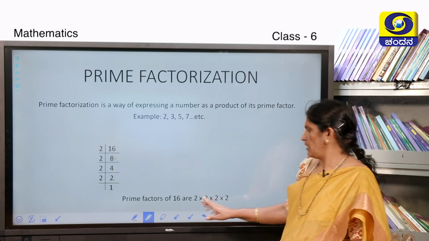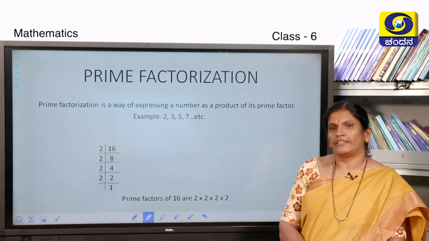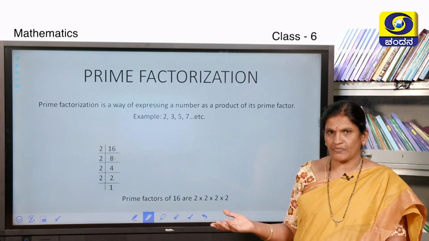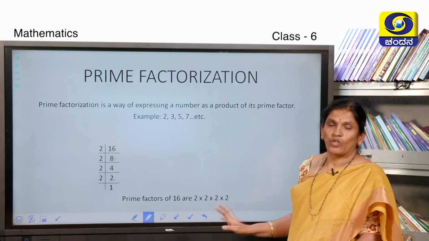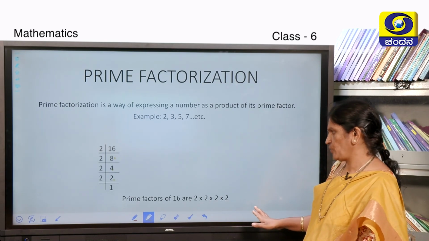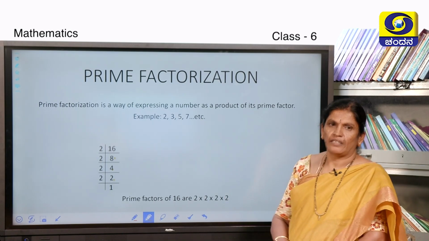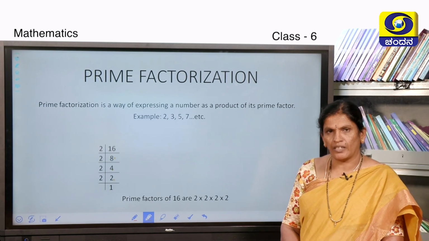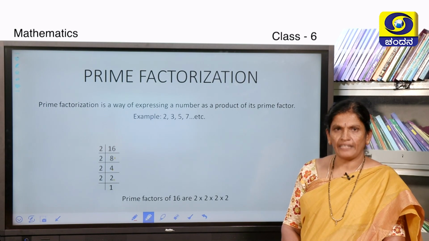We can observe here we did not write 1 and 16. In the previous class we learned that while listing factors we were writing 1 as well as the number itself as the highest factor. But here we did not write 1 and the number itself, because 1 is not a prime number and the number itself is composite. So 2 into 2 into 2 into 2 is 16, that is prime factorization: finding factors of a given number using only prime numbers.